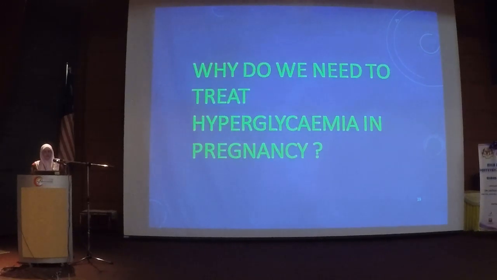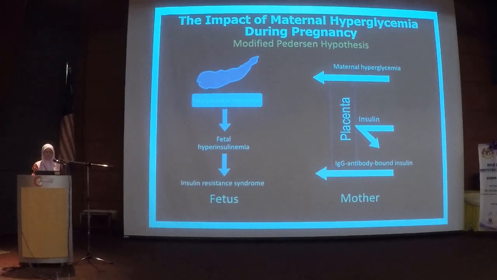Yeah? So why do we need to treat hyperglycemia in pregnancy? So the impact of maternal hyperglycemia, yeah? When there's maternal hyperglycemia, the glucose will go to the fetus through the placenta, right? So how does the fetus cope with this high glucose? It produces more insulin, very good, yeah? So the beta cells hypertrophy, the islet cells hyperplasia inside it. So the pancreas becomes big and it's used to stimulating insulin all the time. So that's why after delivery, the neonate will go into hypoglycemia, because the fetus is used to producing excess insulin.